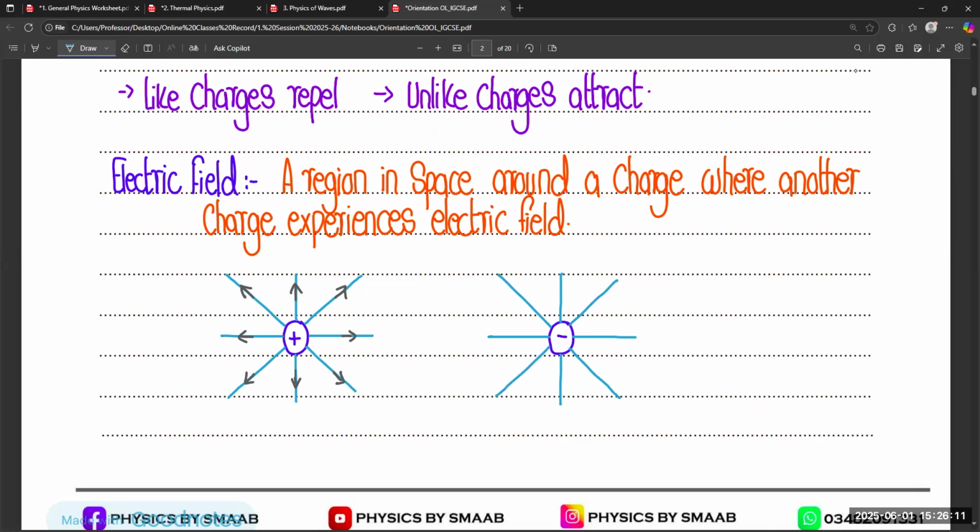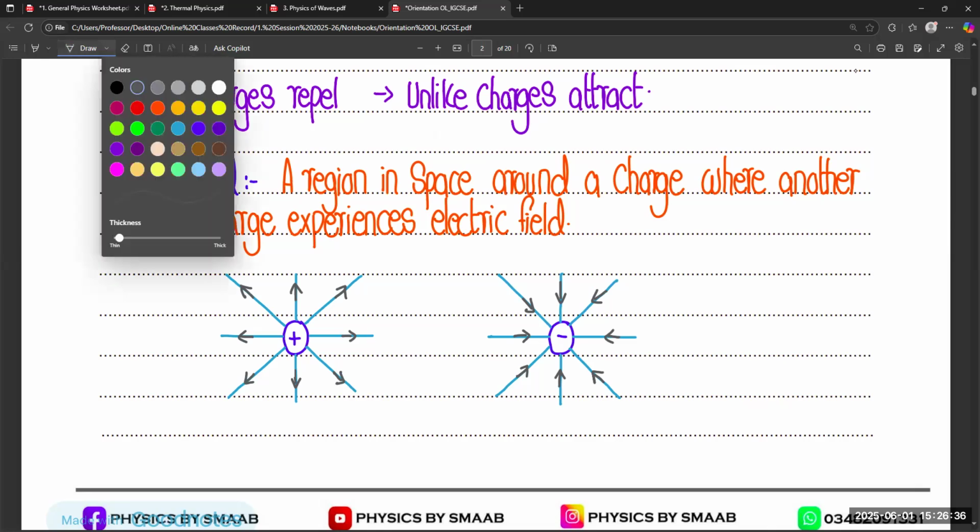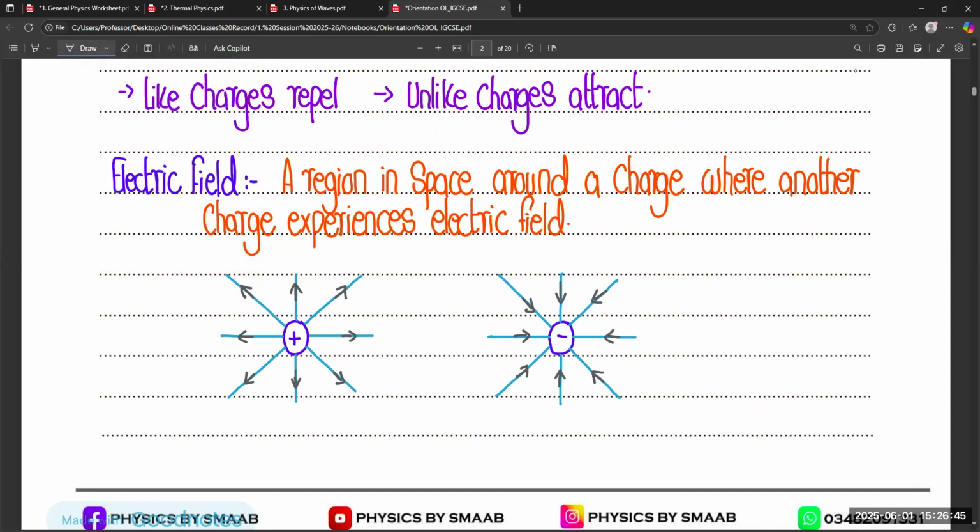In this way. But the difference you observe in the diagram is of the direction. So the direction of the field for a negative charge is inward. For positive, it is outward. For negative, it is inward, right? So this is the main difference between positive and negative electric field lines. Positive field lines are always radially outward, and negative field lines are always radially inward.